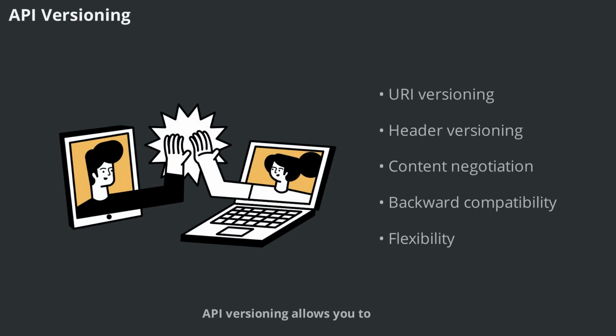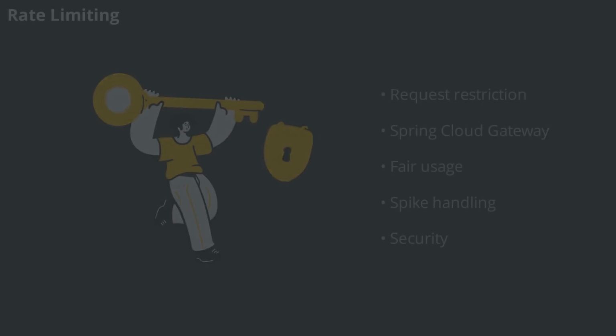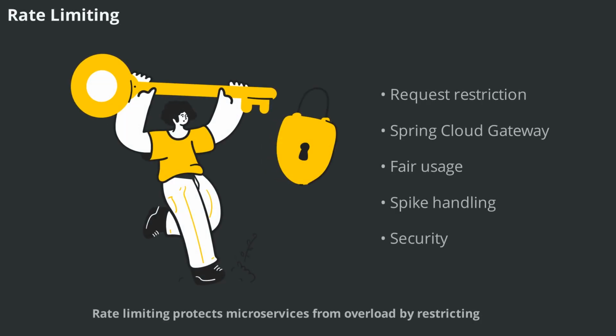API versioning allows you to evolve microservices without breaking existing clients. You can use URI versioning, header versioning, or content negotiation. Interviewers may ask about strategies for managing API changes and ensuring backward compatibility. Demonstrating your understanding of API versioning will show your ability to design flexible, maintainable systems.